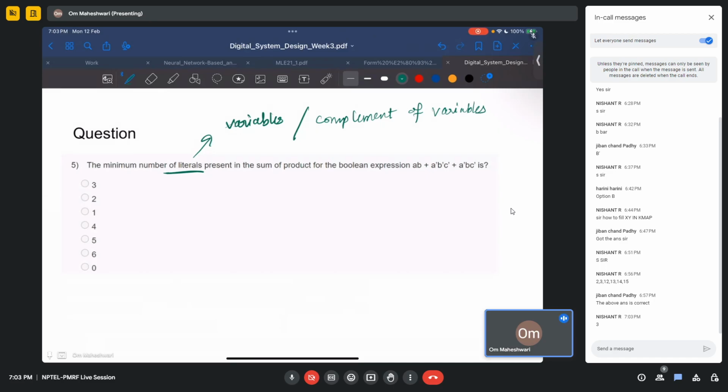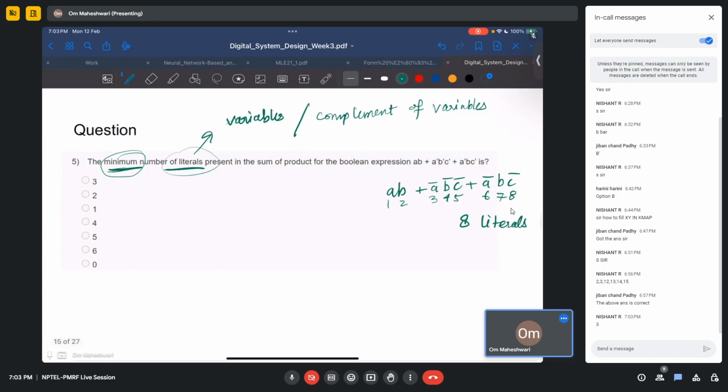So let's say in this AB plus A bar B bar C bar plus A bar B C bar, we have 1 2 3 4 5 6 7 8. We have 8 literals. Now they are asking if you minimize this, how many literals will be there? So that you have to find. I leave the minimization to you, then you let me know the answer.